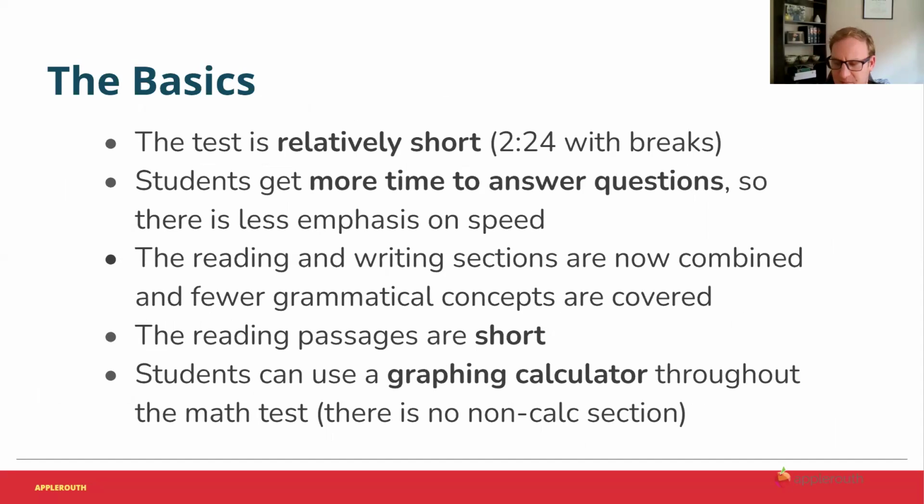So some of the basics and major changes that have happened over the past couple of years since they've transitioned to the digital test. It's relatively short. This used to be 3.5 hours or so, longer with the essay portion. Now, even with breaks, it's 2 hours and 24 minutes. There's more time than there has been in the past to answer questions, so it's less of a time crunch, though that still does exist, especially on the second module.